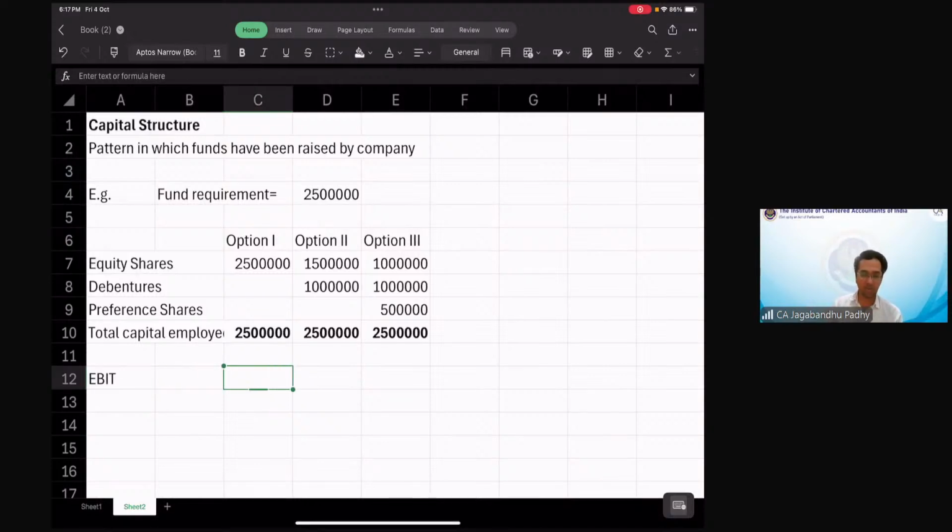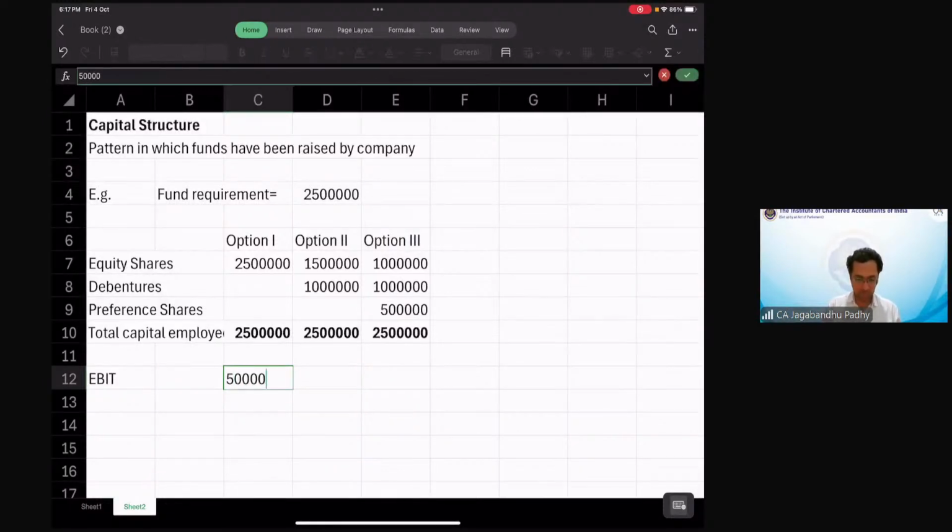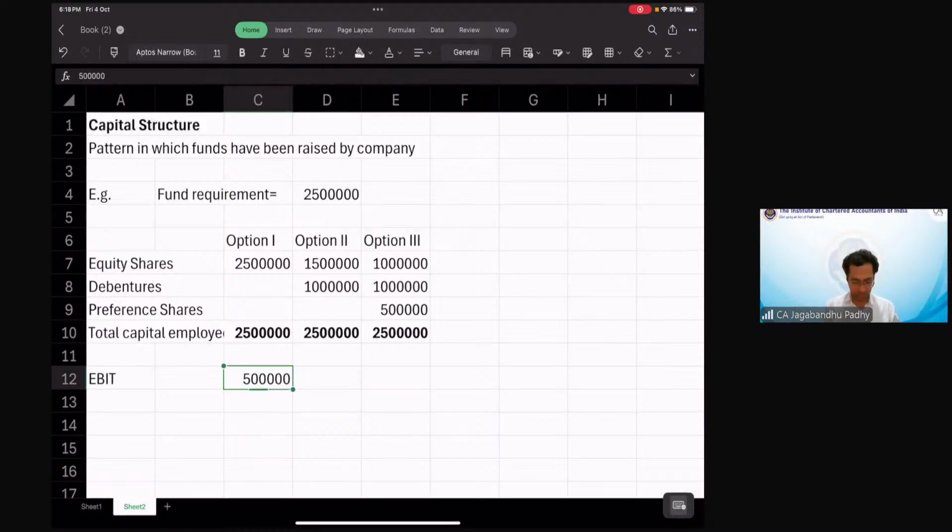Whether you raise money by way of equity, debt, or preference share, whichever way you raise the money, your EBIT is going to remain the same. So let's say earnings before interest and tax is 5 lakh. So your EBIT is 5 lakh. Okay.